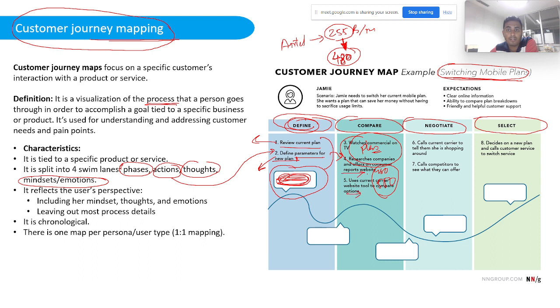So he researches the company's offer. Okay, then he uses the current website tool to compare options. So basically he tries to compare his current plan against various other plans. And then again in that particular stage also, you need to map his action as well as his thought process.